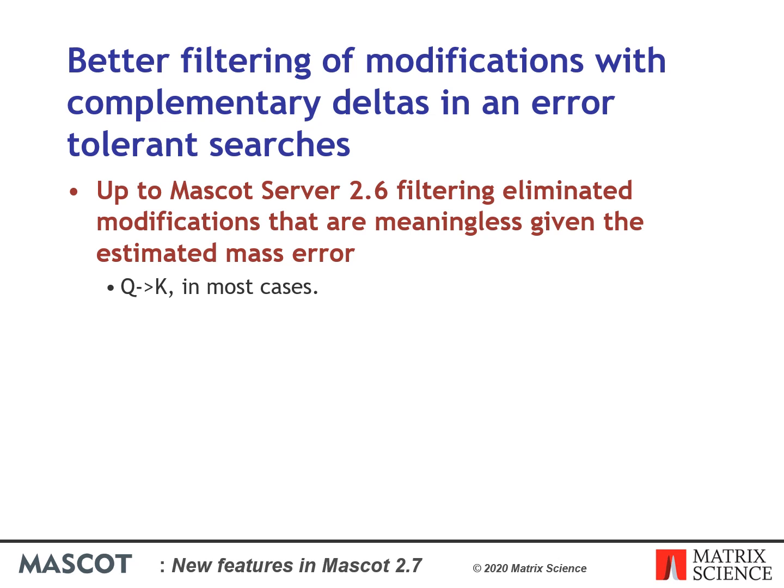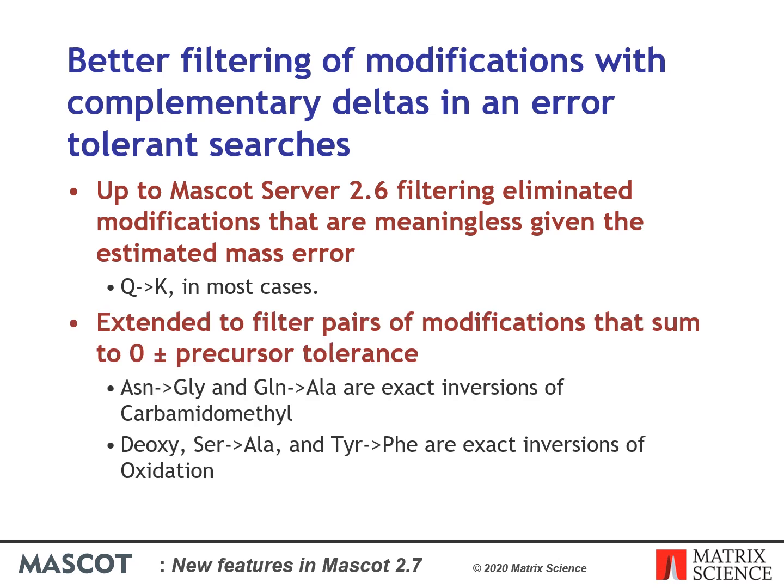The next feature is better filtering of modifications with complementary deltas in error-tolerant searches. Error-tolerant search results automatically remove matches where the delta of the modification is less than the smaller of the precursor or fragment ion tolerances, for example Q to K in most cases. In Mascot Server 2.7, we extended that filtering to remove matches with pairs of modifications where the deltas sum to 0 within the precursor tolerance.